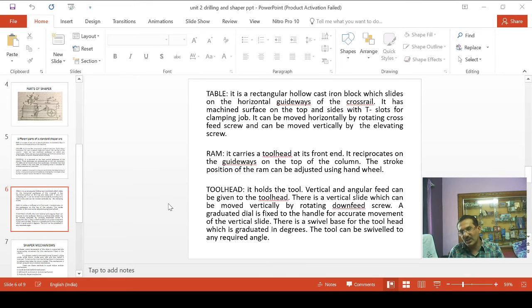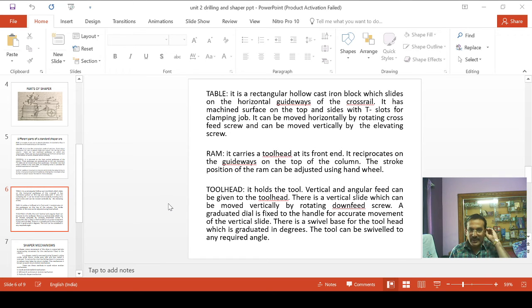Next one is the table. It is a rectangular hollow cast iron block which slides on the horizontal guideways of the cross rail. It has a machined surface on the top, with T-slots for clamping jobs. It can be moved horizontally by rotating the cross feed screw and vertically by the elevating screw.